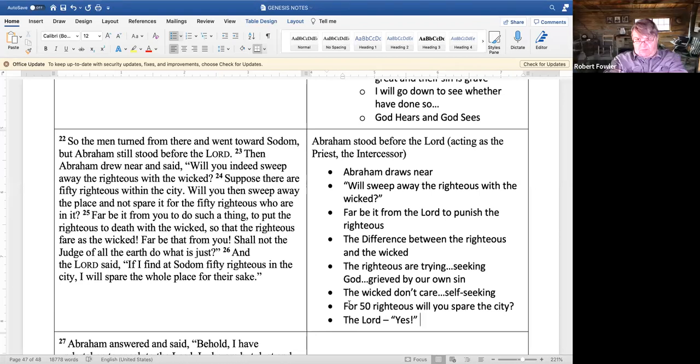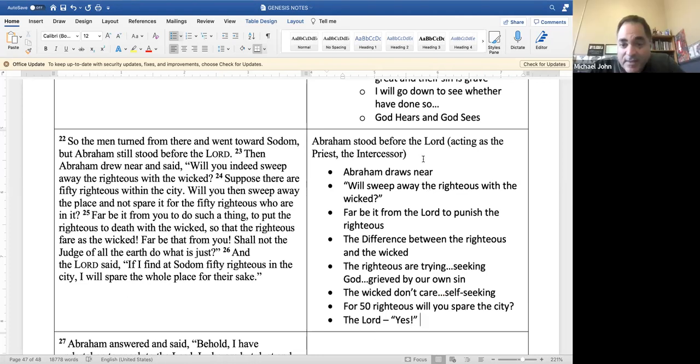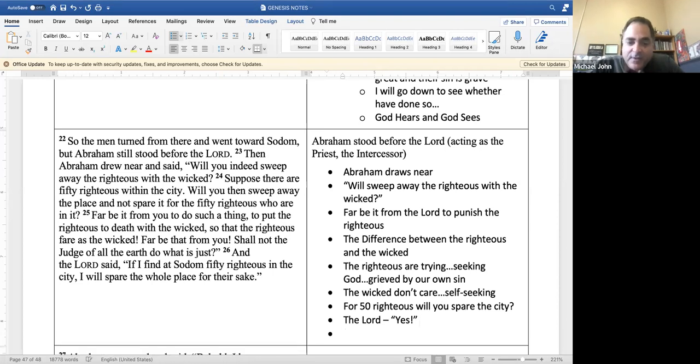Oh, because Lot is in there. He knows Lot is in there. Yeah. Abraham, let's keep that in mind. Remember, the goal of Abraham is not to spare Sodom, but to spare Lot. We know that Abraham is interceding for Lot.